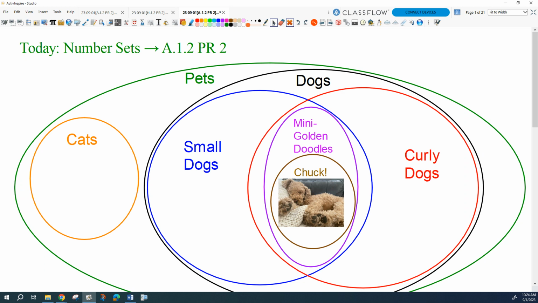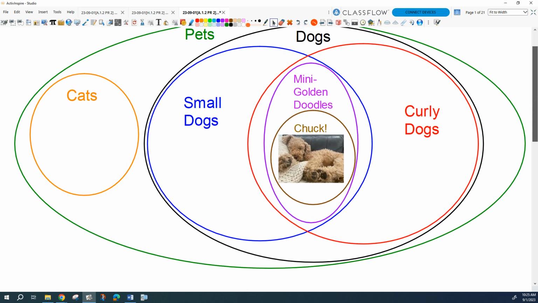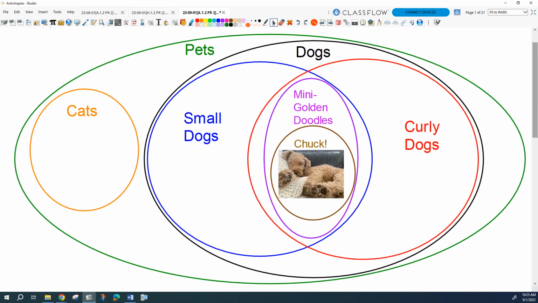If we want to look at one way to represent sets, it's with a Venn diagram, or a set diagram, where the big green bubble contains, we didn't do this yesterday, right? Anything like this? Okay, right. The big green bubble contains the set of all possible pets.